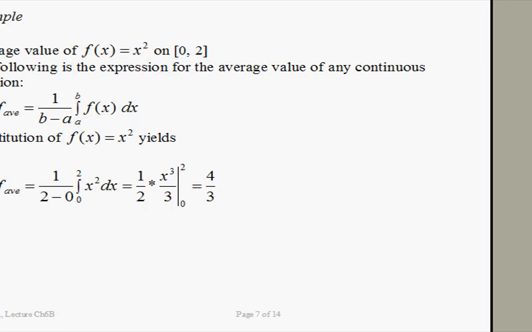So here's an example. Let's let our function be x squared, and we're going to look on the interval 0 to 2. So our a is going to be 0 and b is going to be 2. Here's the formula. We simply plug into that. So the function is x squared. We integrate it between 0 and 2, divided by 2 minus 0, and we get 4/3. That's the average value of the function x squared on the interval 0, 2.